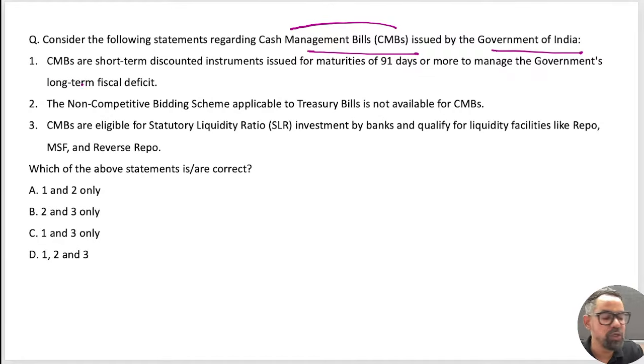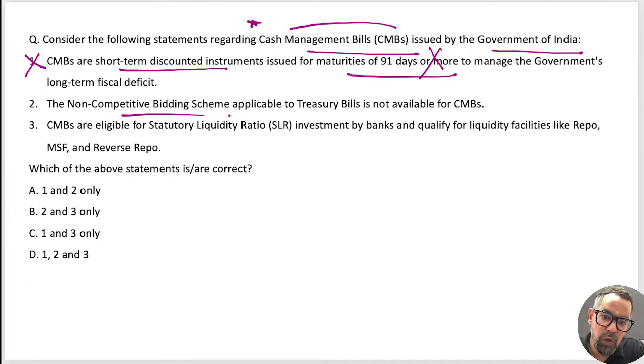Cash management bill is basically issued if the Government of India needs funds for less than 91 days, because treasury bills are 91, 182, 364 days. So if the requirement is less than that, we have cash management bills. Cash management bills are short-term discounted instruments with maturities of 91 days or more. Wrong, it is less than 91 days.